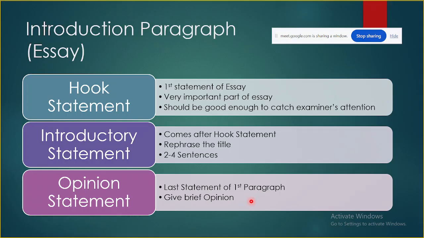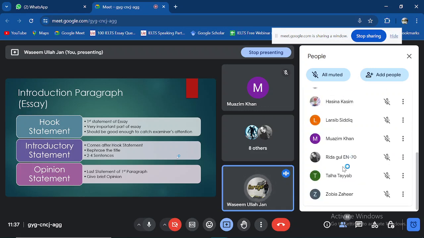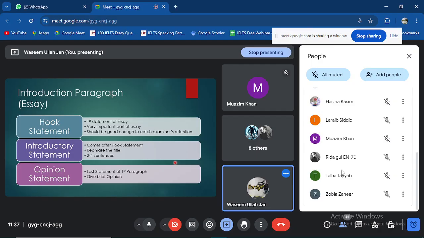The first paragraph is introduction paragraph, and introduction paragraph weighs 25% marks of your essay. 25% of your marks are only for your introduction; in the report also, 25% of your marks are for your introduction. There are 3 statements. Remember, a statement can have more than one sentence. The first statement is the hook statement. Hook statement is very important part of the essay and it should be good enough to catch examiner's attention.